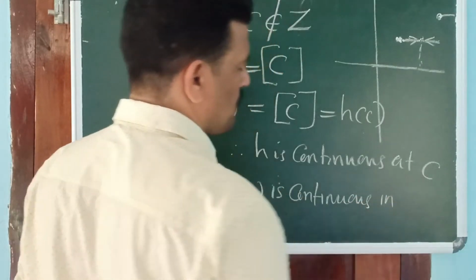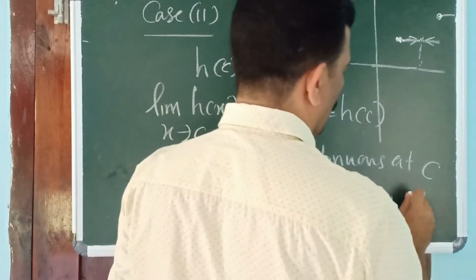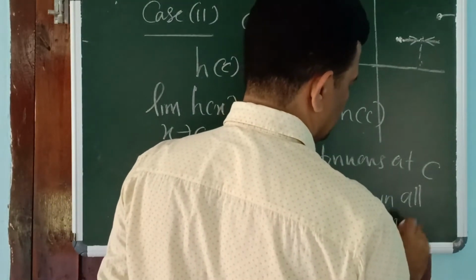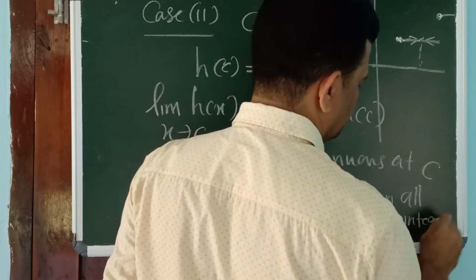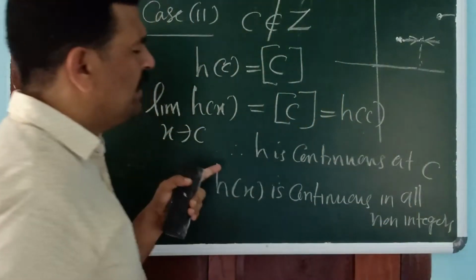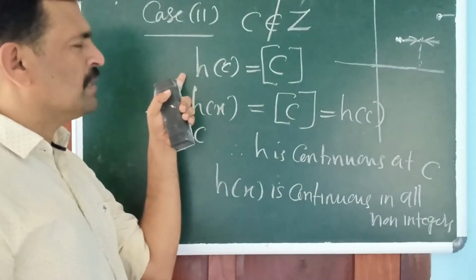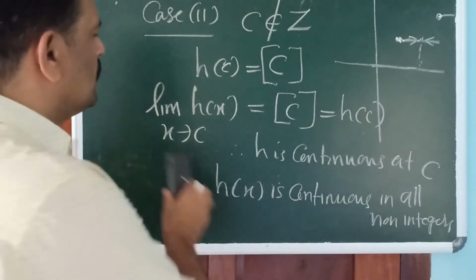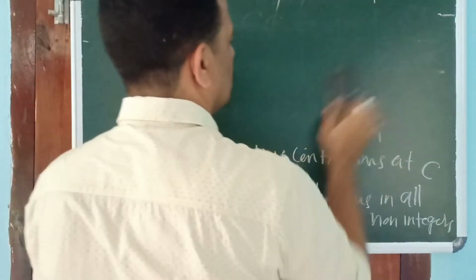in all real numbers, all non-integers. അതായത് ഇൻറ്റിജേഴ്സ് അല്ലാത്ത റിയൽ നമ്പറിൽ ഈ ഫംഗ്ഷൻ കണ്ടിന്യൂസ് ആണെന്നും ഇൻറ്റിജേഴ്സിൽ കണ്ടിന്യൂസ് അല്ലാന്നും കിട്ടും. ഇനി നമുക്ക് നമ്മുടെ പ്രോബ്ലത്തിലേക്ക് കടക്കാം.